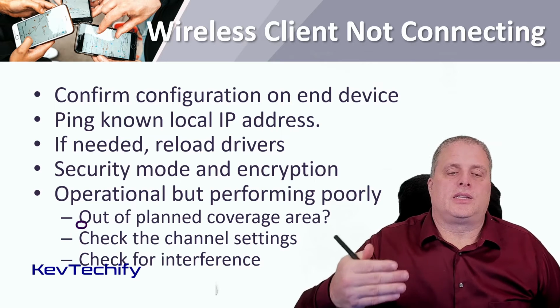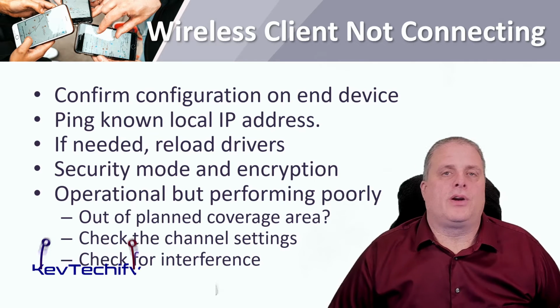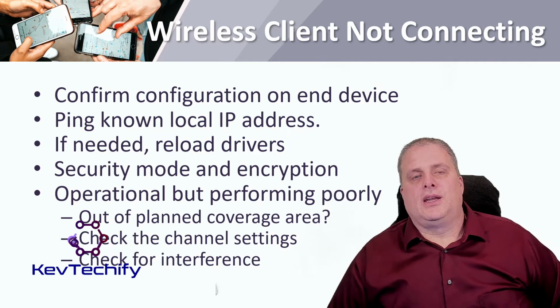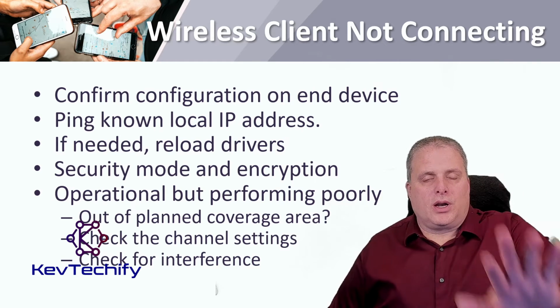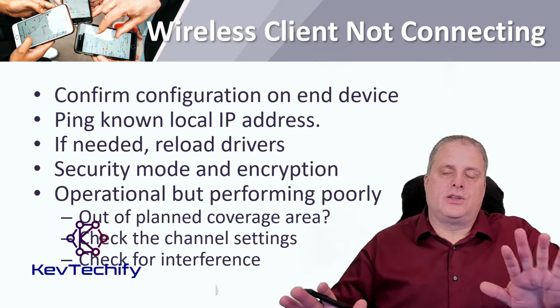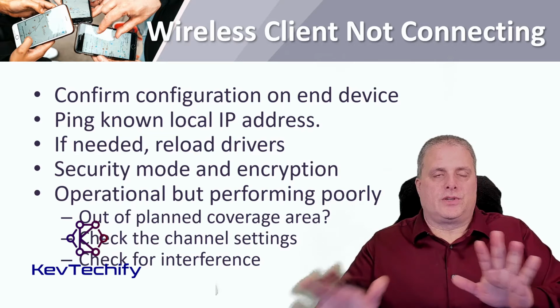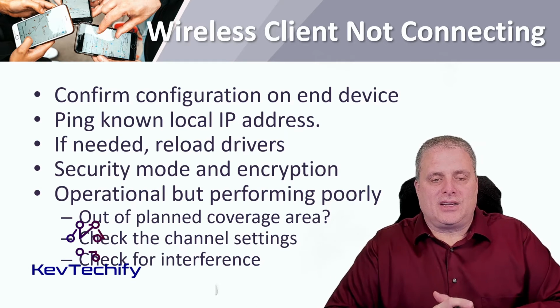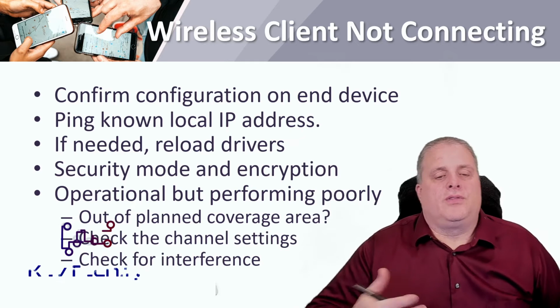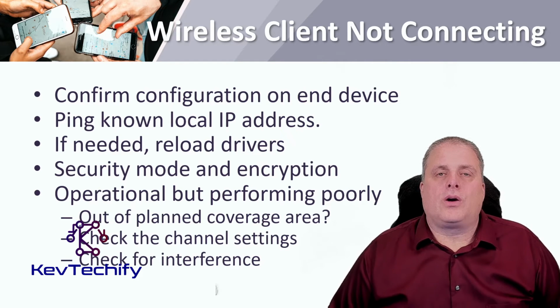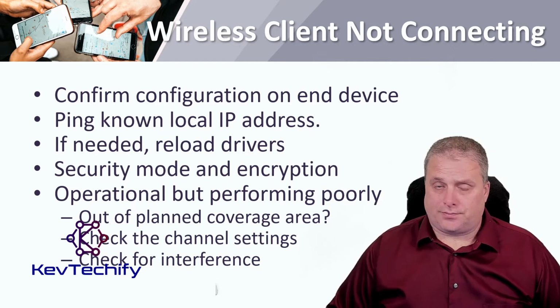Then start looking at things like the channel settings to make sure they're on the right channels. If the wireless access point is broadcasting on one channel and the client's set to another, stuff is not going to work. Maybe you have a couple of access points that for some reason are set on interfering channels. Different things to look at, different ideas there. And then always check for interference.